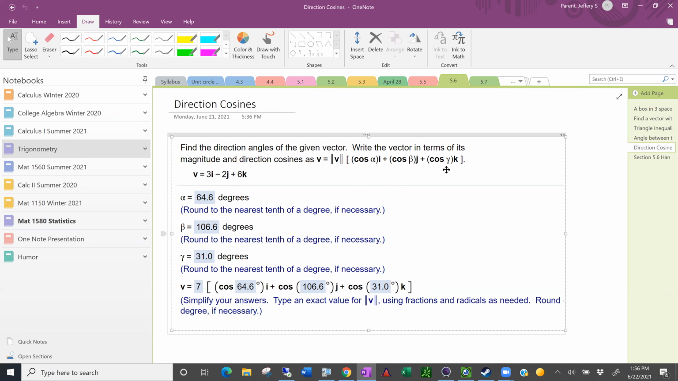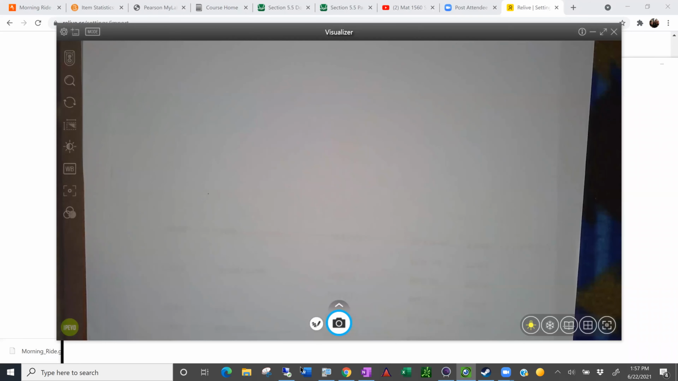So let me help you find the direction cosines. It's kind of like a version of polar coordinates for 3 dimensions. It's just a different way to point in the direction of a vector. So you're going to have 3 direction cosines. Those are going to be the angles that your vector makes with the x, y, and z axes.